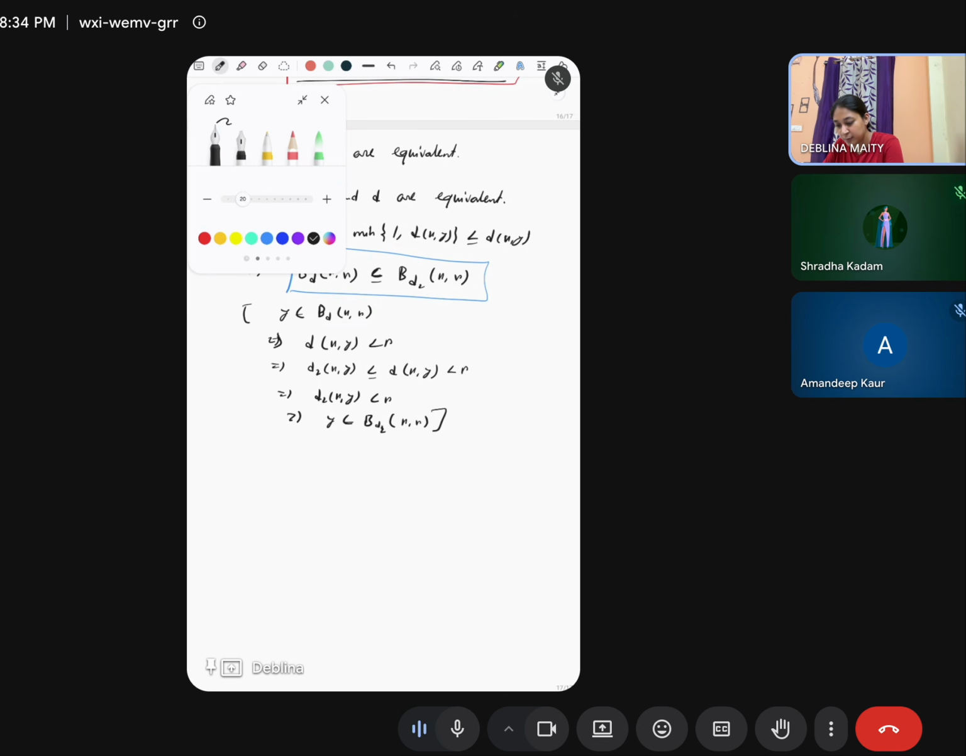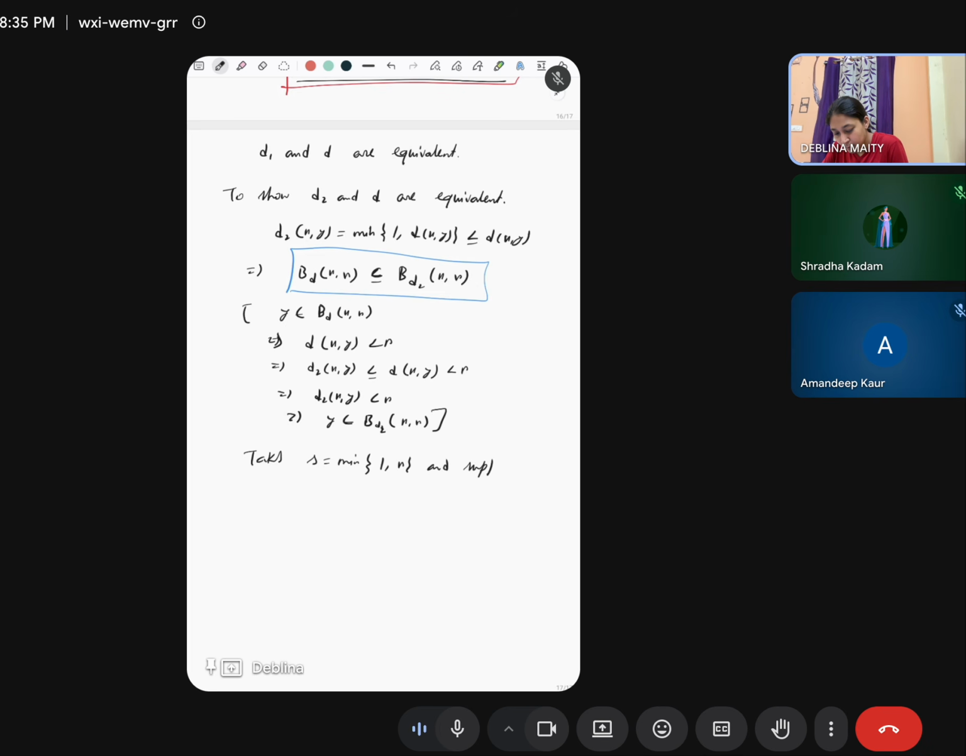Now for the other, we have to take B_d and then we have to find an open ball. So take s to be the minimum of 1 and r, and suppose B_d(x, r) is an open ball in (X, d), right? Then d2(x,y) less than s implies the minimum of 1 and d(x,y) is less than the minimum of 1 and r, right? This means d(x,y) is always less than r.